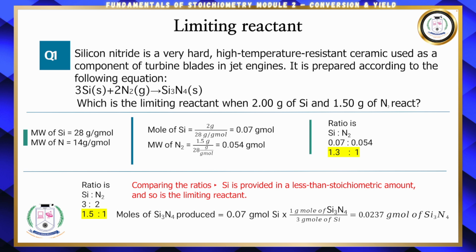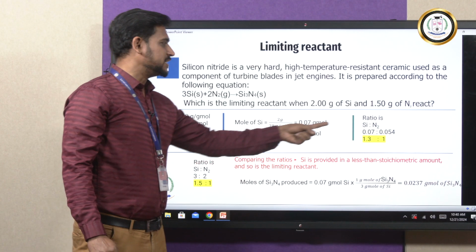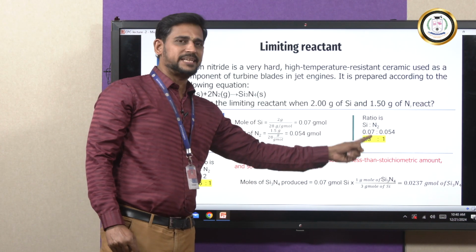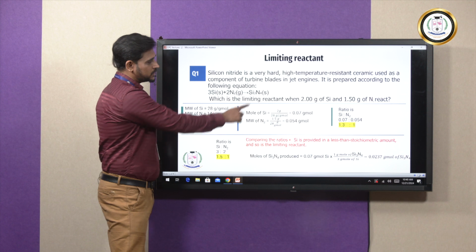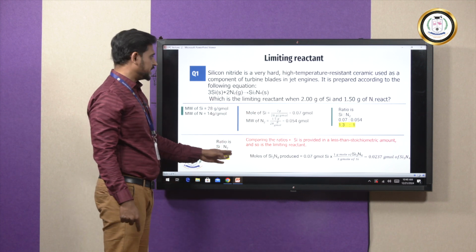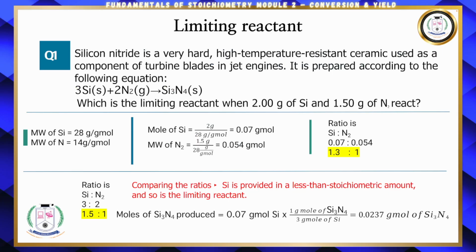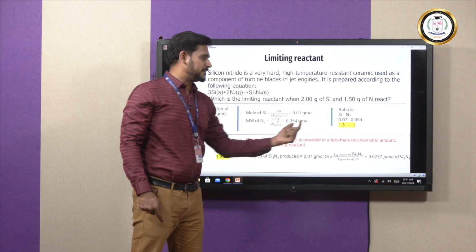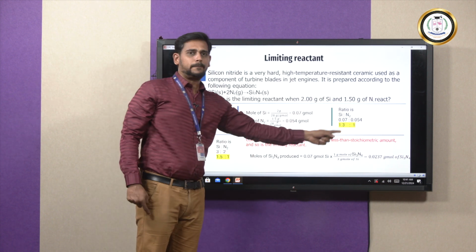Calculate the ratio of silicon and nitrogen. Silicon 0.07, nitrogen 0.054. That makes a ratio of 1.3 to 1. The ratio which is given is 2 to 1.5. As per stoichiometry, 3 moles of silicon react with 2 moles of nitrogen. So 3 to 2 is nothing but 1.5 to 1. This is the stoichiometric ratio, and the other is the ratio which is given. So 1.5 to 1 and 1.3 to 1.